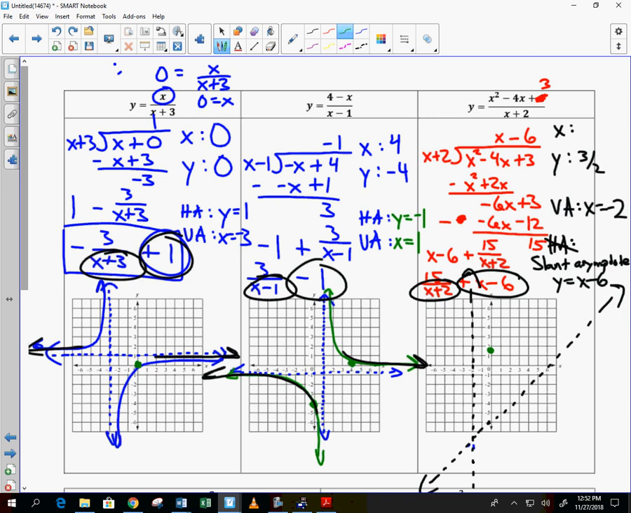I'm going to do one more. I now have to find the x-intercept. So if I want to find the x-intercepts, do I look at the top or the bottom? I look at the top. Where's the top equal to 0? Where is x squared minus 4x plus 3 equal to 0? How do I solve that? Factor, and you get x minus 3, x minus 1.